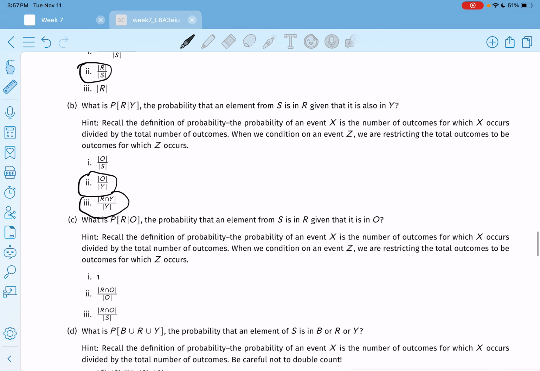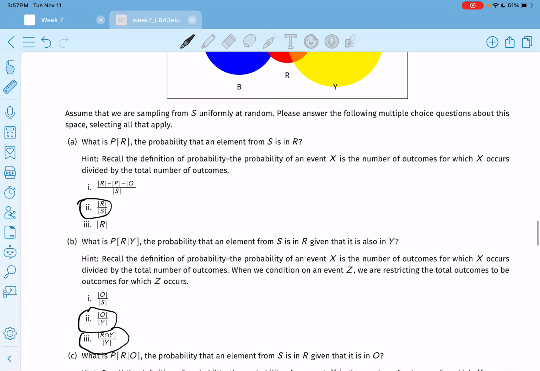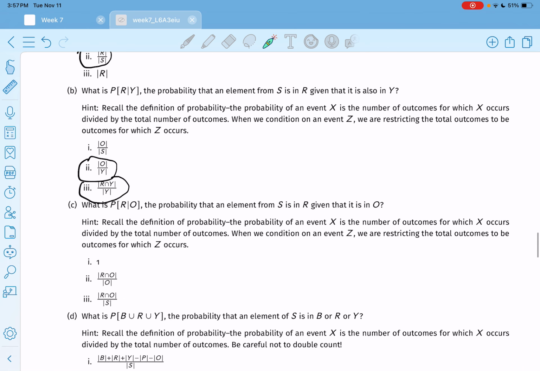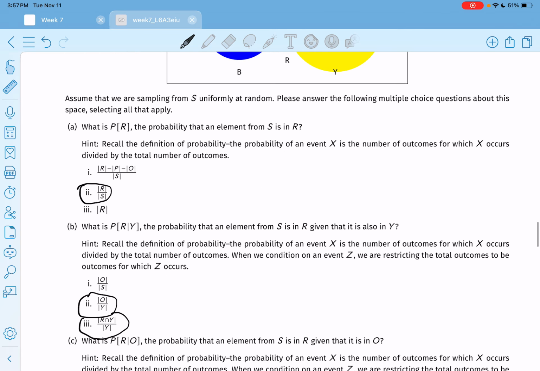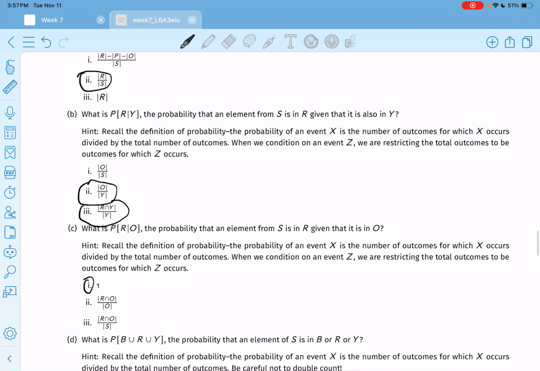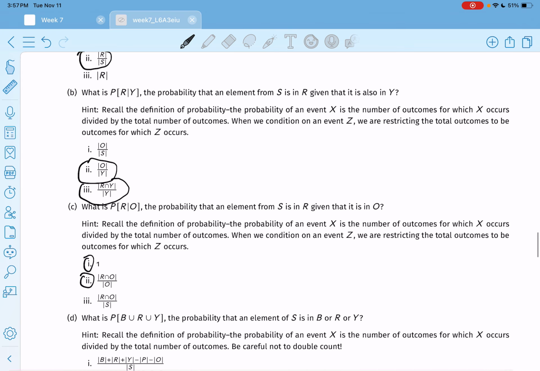Now, what is the probability of R given O? This one is a little tricky, because if we're given O, we know it is inside this one. But O is a subpart of R, which means that if something is in O, then it must be in R. So the probability is actually 1, right? Or the other way of writing it is R intersects with O over O, because R intersects with O is also O. So this one is also correct.